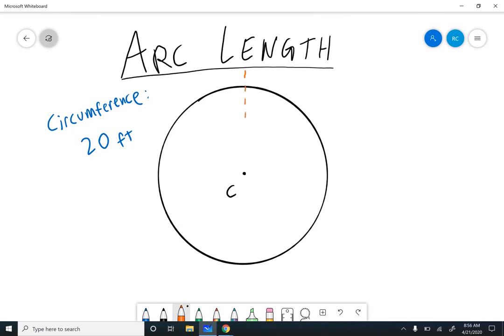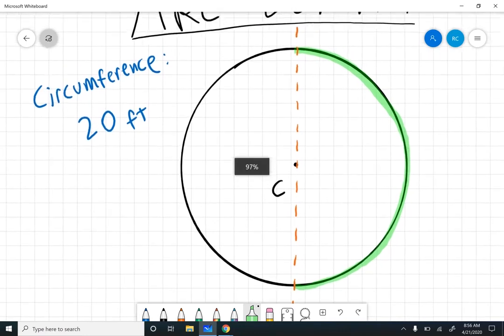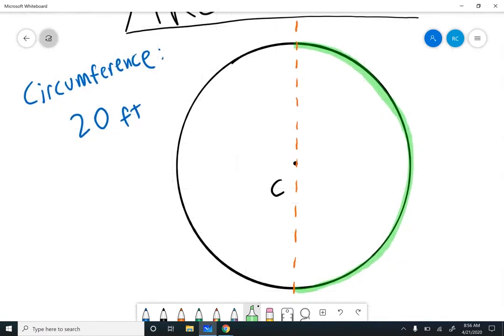If I was to cut this circle in half, okay? If I was to cut this circle in half and ask you how long this distance is here, how long is this distance that only goes halfway around the circle? And I'm pretty sure you've already got the answer in your head right now, yes? If the whole circle is 20 feet around, how far is it halfway around? Well, hopefully you got 10 feet.